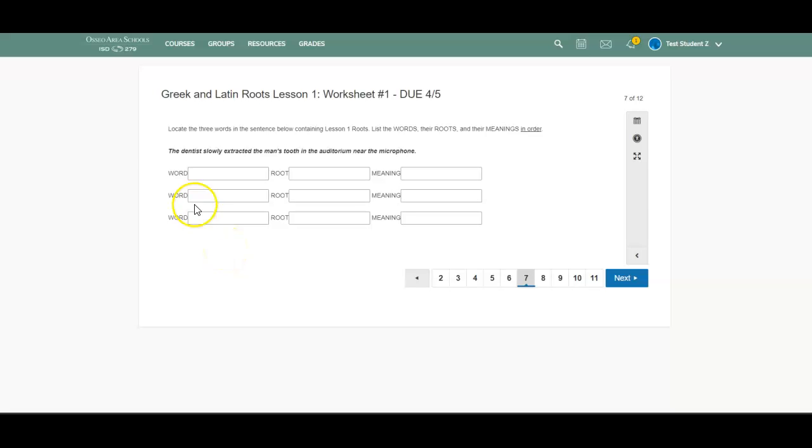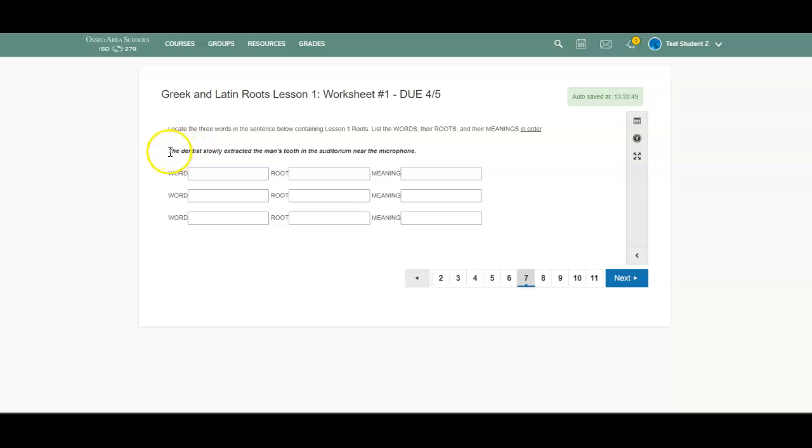In number 7, it says to locate the 3 words in the sentence below containing lesson 1 roots. When I find those 3 words, I'm going to list them in the 3 blanks. I'm going to state what the roots are and what the meaning of the roots are. And I have to put them in order, as in the order that they are in the sentence. So, the dentist slowly extracted the man's tooth in the auditorium near the microphone.